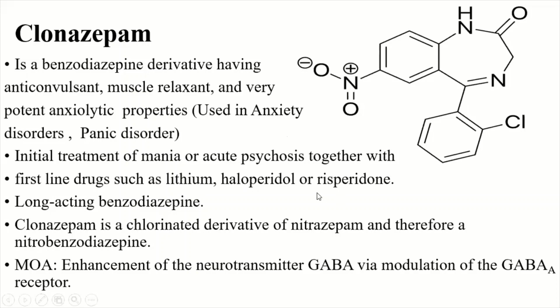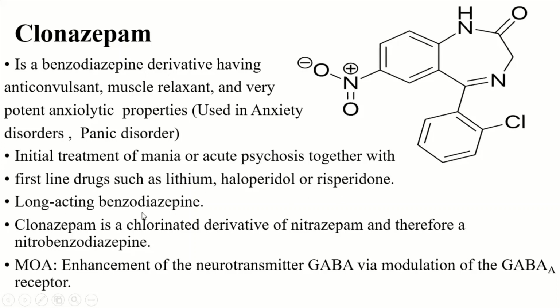haloperidol or risperidone. Lithium is one of the compounds where, in some people with one type of psychotic illness, when the level of lithium in the blood is low, it leads to psychosis. So in such people, lithium replacement therapy will be done. This particular drug is used in the treatment of mania or other psychotic disorders, along with other antipsychotic drugs like lithium, haloperidol, risperidone, etc.